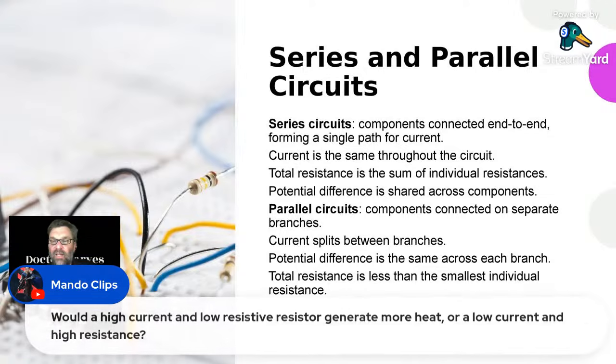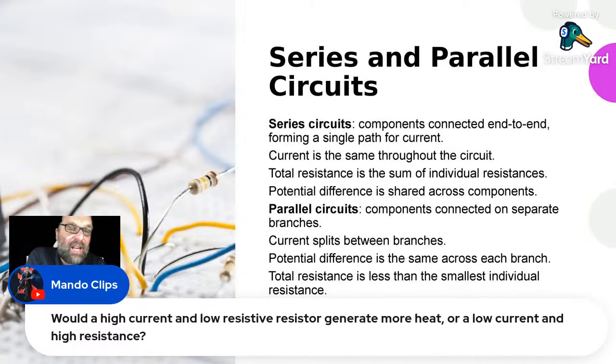Oh, here we go, we've got a question. Would a high current and low resistance generate more heat, or a low current and high resistance? That was a question my two budding students who turned up to the tutorial this morning went through. Basically, a low current and high resistance is more likely to generate more heat. That's essentially how a tungsten filament lamp works. It's a high resistance and a very thin filament, so a lot of the energy gets turned into heat, which causes the metal to glow, and that causes the light.